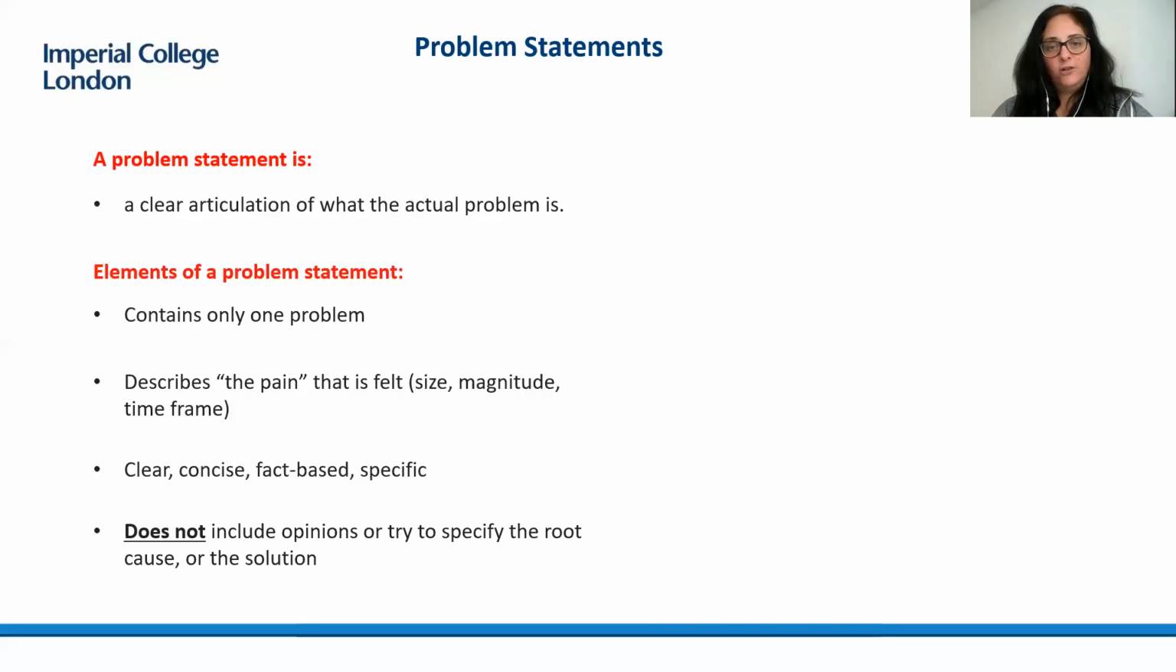It should not include opinions. It should just state the facts. And, very important, do not try to specify root cause or solution at that stage. We will come to these at later phases in the DMAIC life cycle.